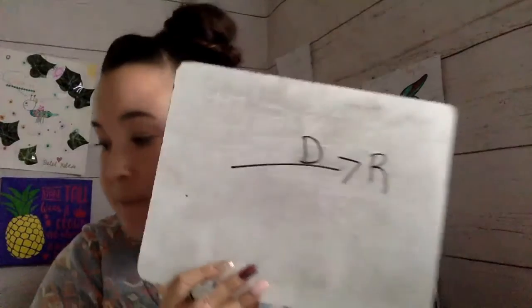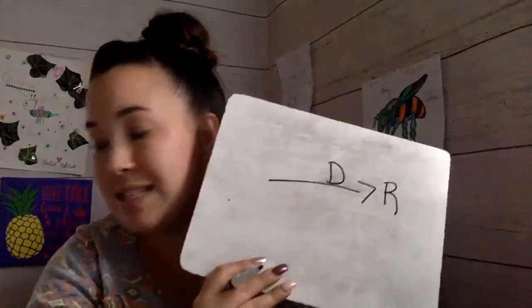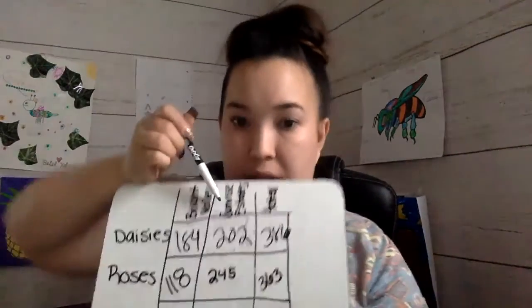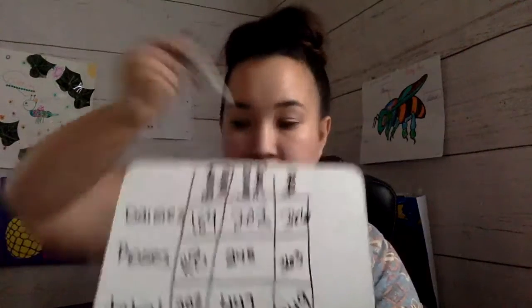So B says, how many more roses than daisies? So how many more what? How many more roses? My big number is roses. Small number is daisies. And I'm focusing just on Sunrise Estates. So pulling this up again, I'm looking at just Sunrise Estates. How many daisies are there? 202. So I'm going to cross out D and write 202.